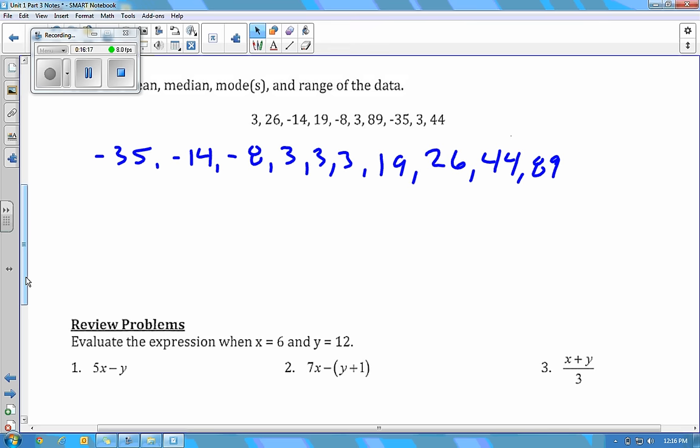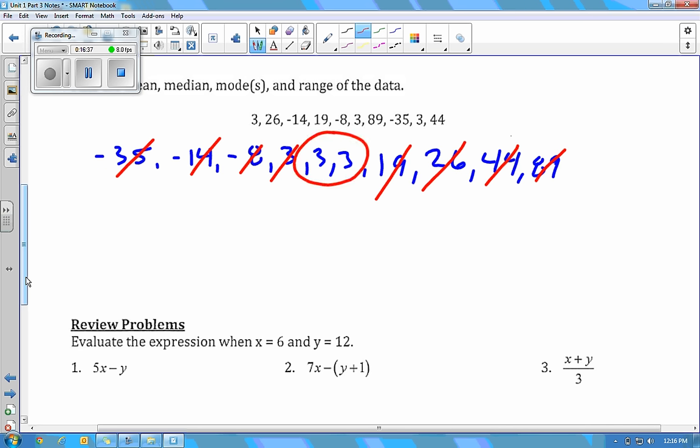Okay. So once I have them in order, I'm going to cross them off from the outside. So that goes away, that goes away. Negative 14, 44, negative 8, and 26, 3, and 19. Now I get to a point where I have 2. Okay, if I cross them off and only had 1 left, that would be my median. Since I have 2, I need to find the average of this, or the mean of it. Add them together, divide by 2. Now since they're both 3s, I know that my median is going to be 3.